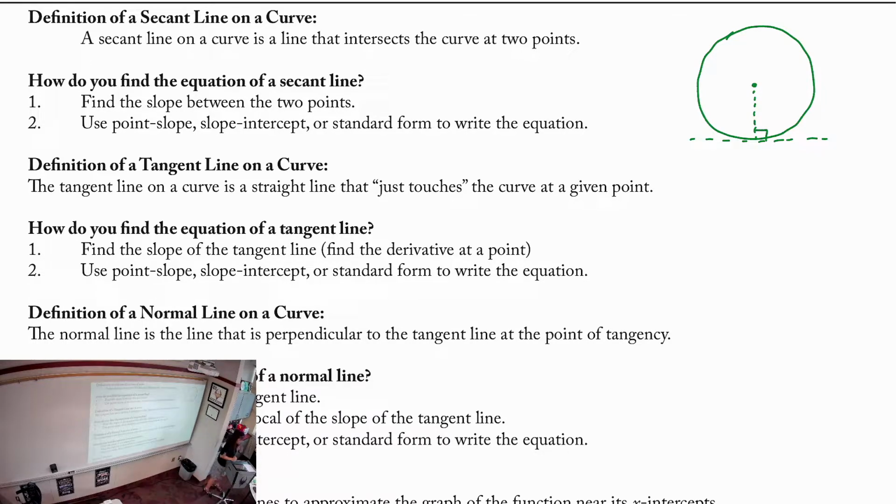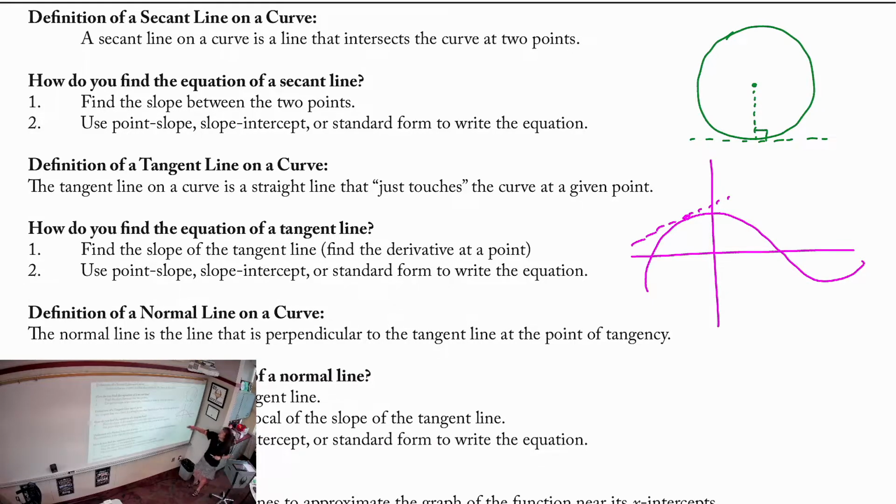Now, if I do a tangent line to a curve, if I do enough tangent lines, I would actually get what the shape of the curve is. So same idea. Okay. The spot at which the tangent line touches the curve is called the point of tangency. Just fancy terms.